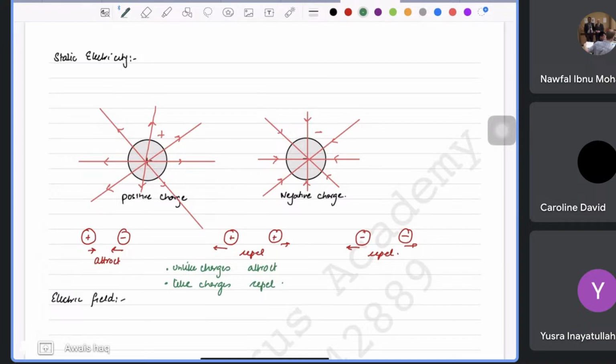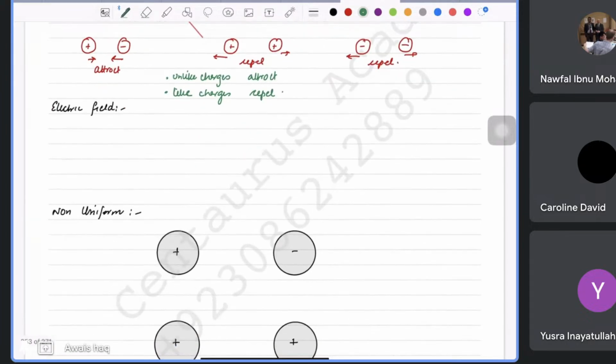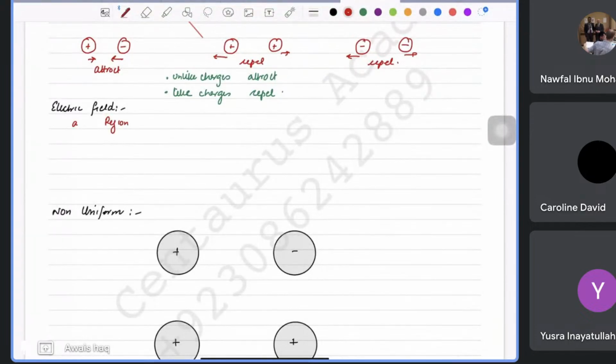Now, speaking of this, we also need to realize that when charges are there, they create an electric field. Now what exactly is an electric field? An electric field is basically a region where an electric charge feels a force. Alright, the force can be attraction or repulsion depending on what type of field that is.